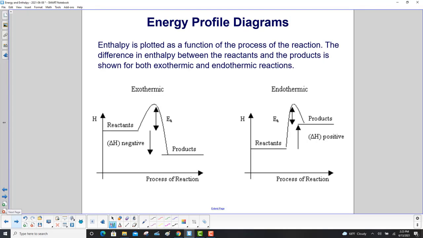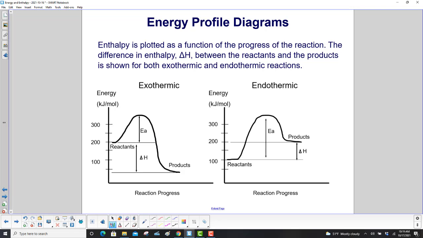Let's plot an energy profile diagram, and we're going to plot enthalpy over the process of reaction, which is basically a function of time. The difference in enthalpy between the reactants and the products is shown for both exothermic and endothermic. For exothermic reactions, delta H is negative, right? The reactants have an enthalpy up here, and they wind up with a lower enthalpy. And this is the activation energy to get the reaction going. For endothermic, the reactants have an enthalpy here. We have a higher enthalpy at the end with the products, so delta H is positive. That's endothermic.